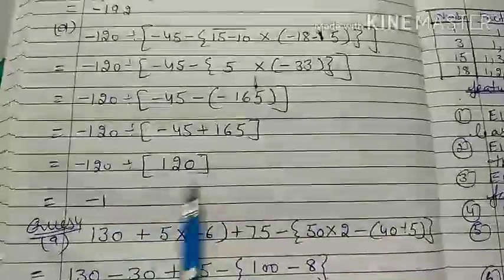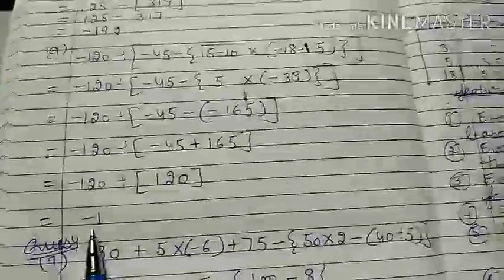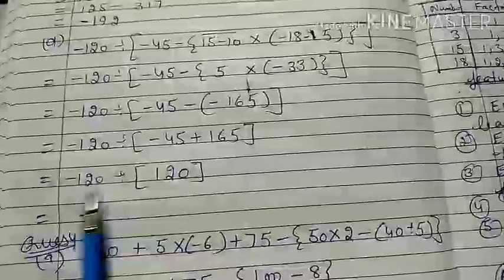Minus 120 divided by 120 is minus 1. Same number with same number, if opposite sign is there, my answer will be negative.